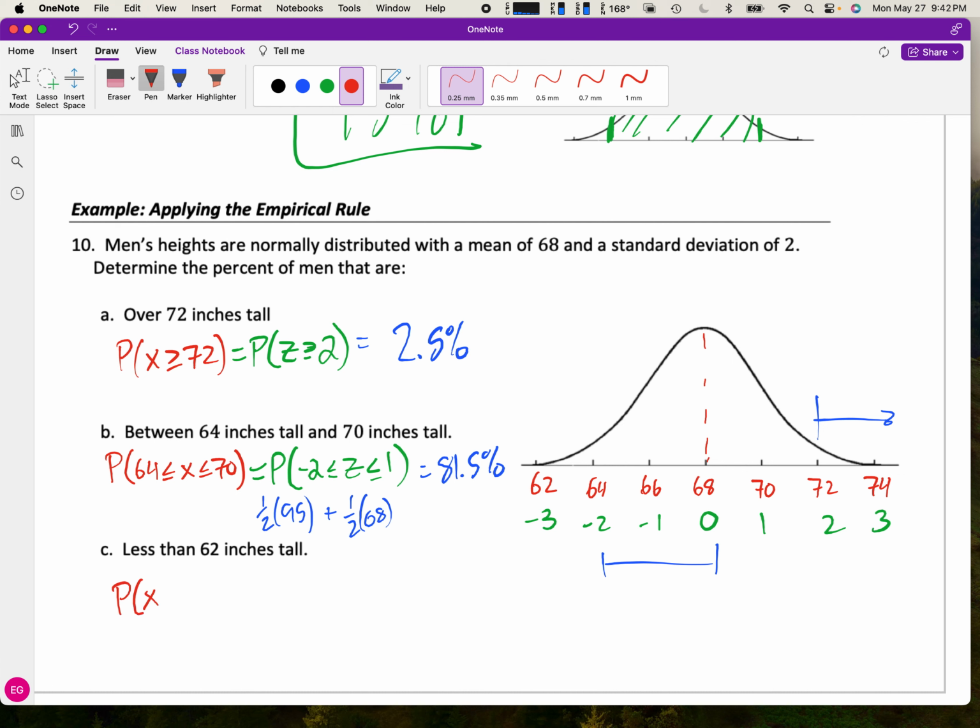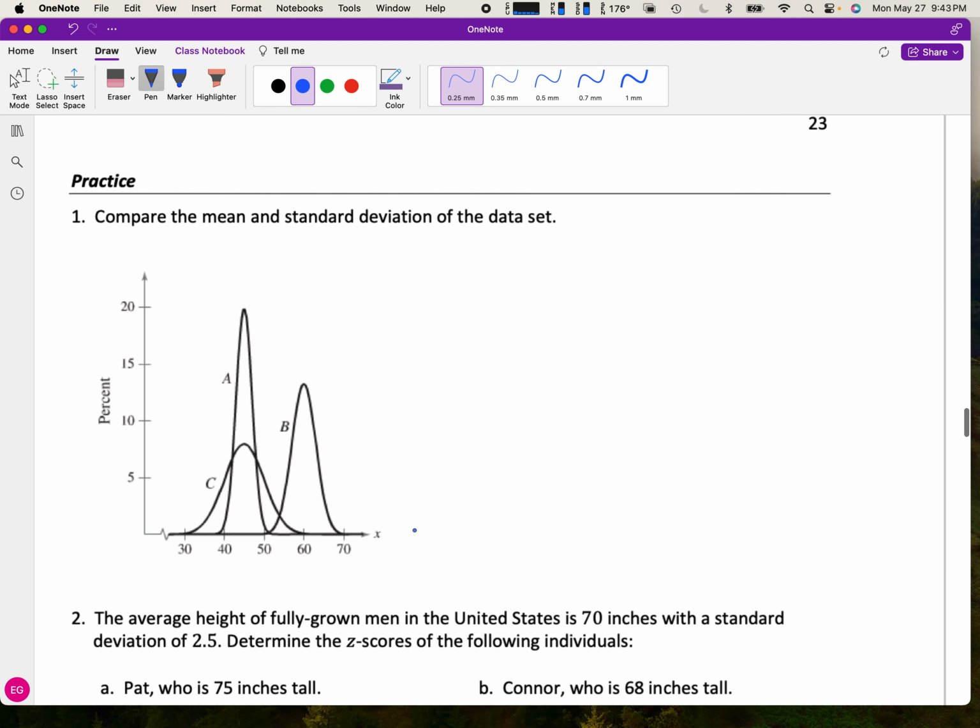Next, we got probability that you are less than 62. All right, so as a z-score, that is going to be the probability that z is less than -3, which is going to be a pretty small number, right? That's going to be 0.15%. The way that I would do that is I would say 99.7% is within 3. And so that means 0.3 is outside. And then I want to cut that in half because I only want one side of it. So 0.15%.